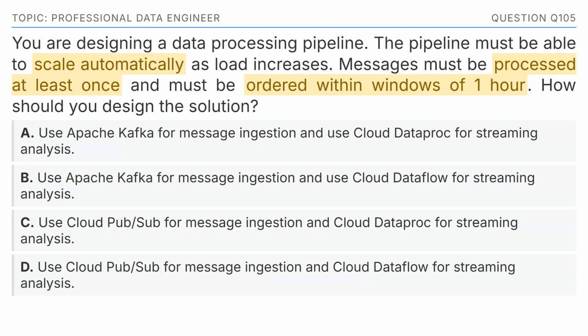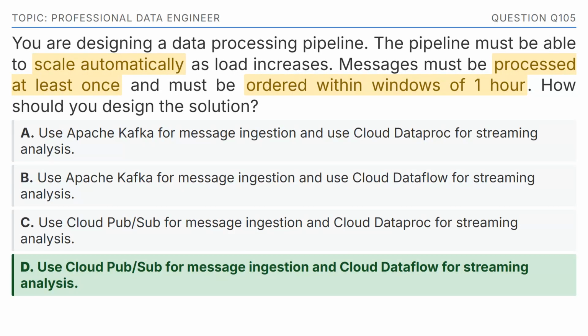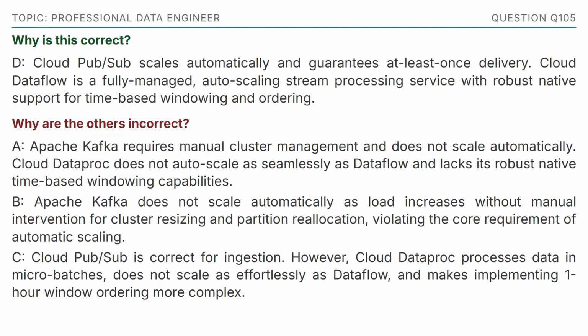To arrive at the correct answer, we focus on the keywords: scale automatically, processed at least once, ordered within windows of 1 hour. The correct answer is option D, use Cloud Pub/Sub for message ingestion and Cloud Dataflow for streaming analysis. Why is this correct? D. Cloud Pub/Sub scales automatically and guarantees at least once delivery. Cloud Dataflow is a fully managed, auto-scaling stream processing service with robust native support for time-based windowing and ordering.